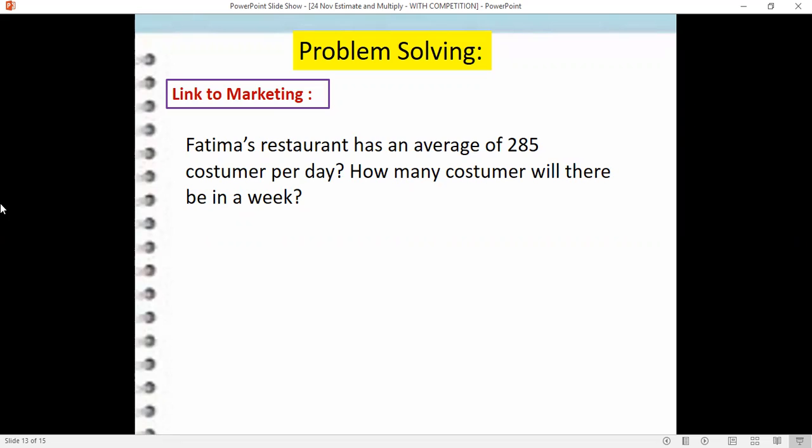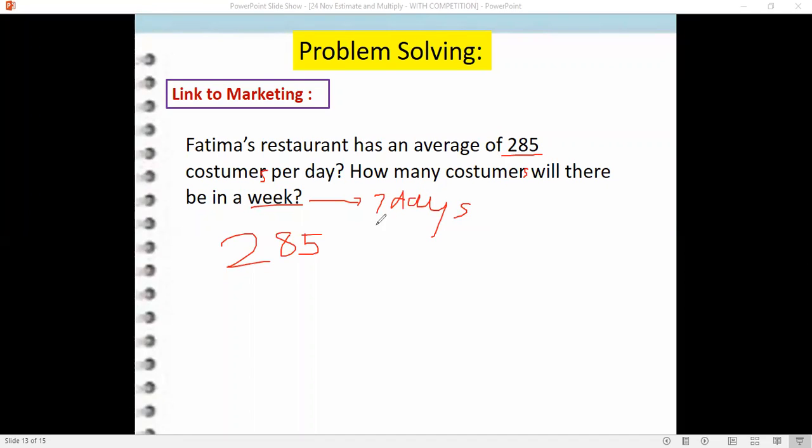Okay, let's read. Fatima's restaurant has an average of 285 customers per day. How many customers will there be in a week? How many days in a week? Can you solve it before I will show the answer? Okay, check your answer. It says here there are 285 customers. Okay, and how many customers will there be in a week? How many days in a week? Excellent, 7 days.